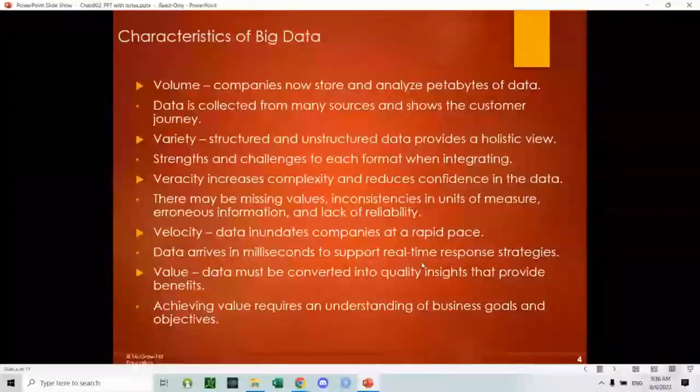So on another note, data storage can combine the internal data that companies have with outside sources like social media. Streaming data is when data is coming in as a continuous transfer from multiple sources in multiple formats.